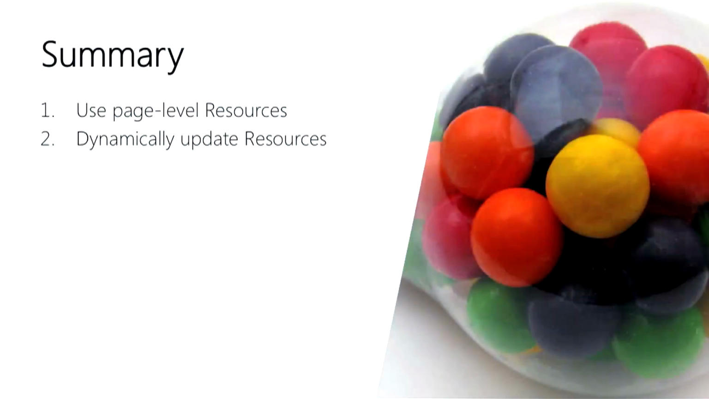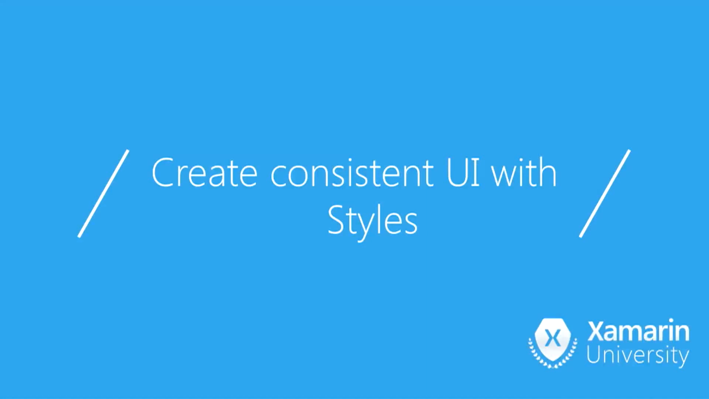So let's summarize where we're up to. We've had a look at using page level resources and also dynamically updating resources. And what we know is that resources will let you define symbolic constants in your XAML. It's quite likely that every one of your pages will end up using this technique. So resources are convenient when setting a single property value, but they can still lead to cluttered XAML if you load the same resource into several different controls.